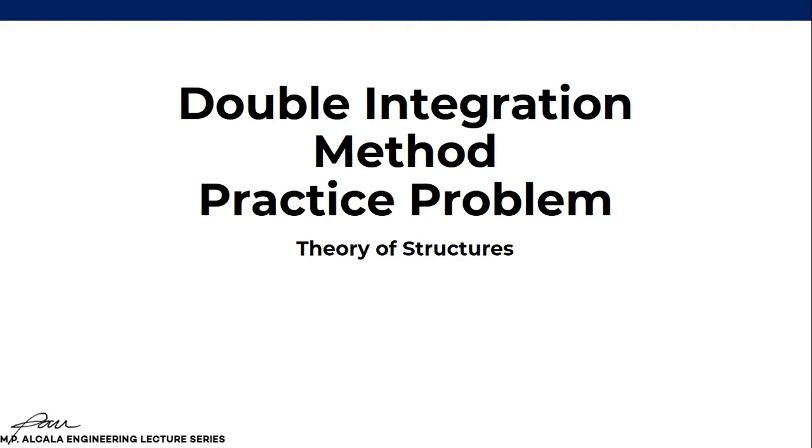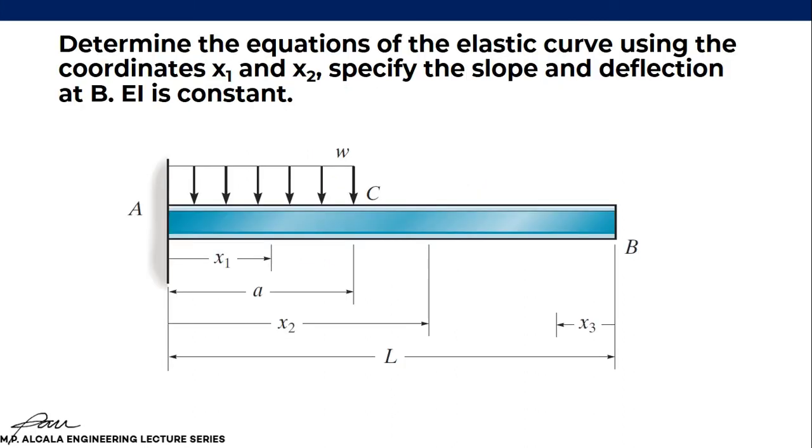Welcome to another practice problem for our subject structural theory or theory of structures. Today we will mainly focus on the double integration method. Okay, so we are to determine the equations of the elastic curve using the coordinates x sub 1 and x sub 2 and to specify the slope and deflection at point B where EI is constant.